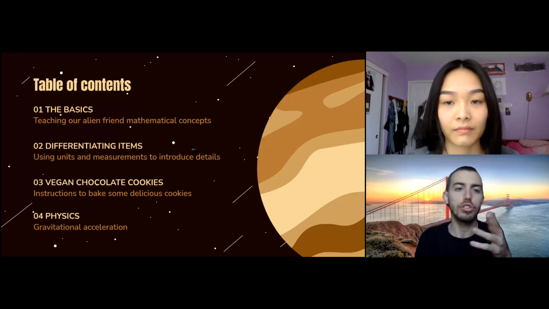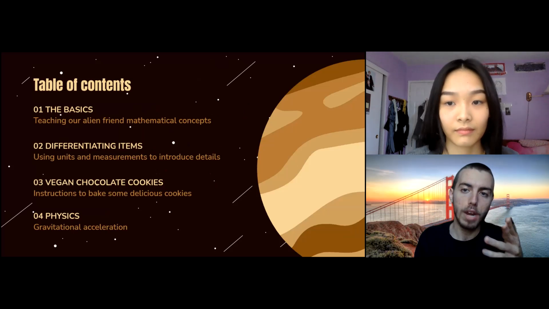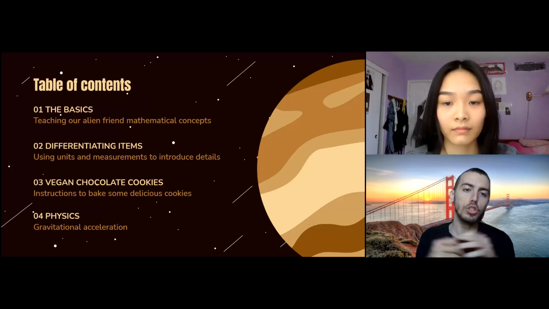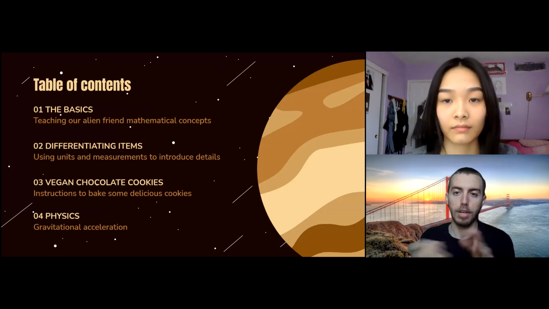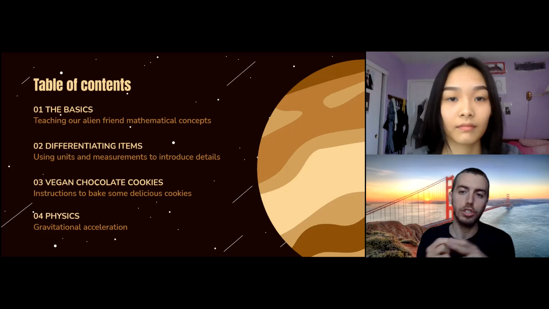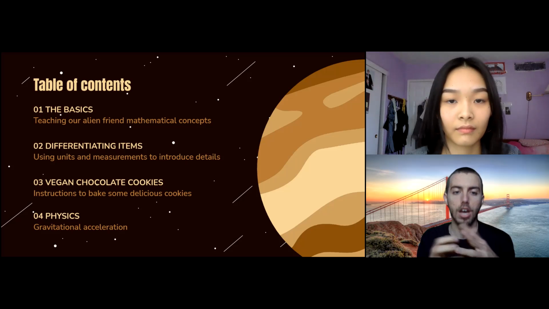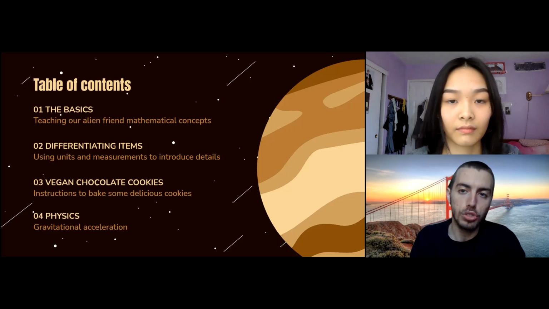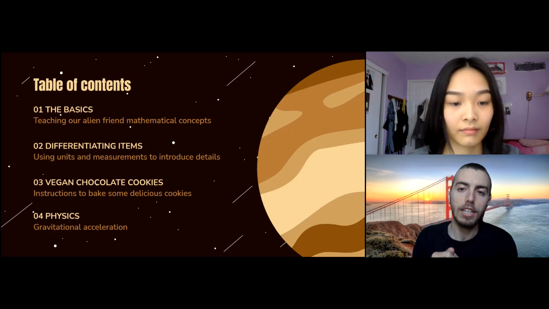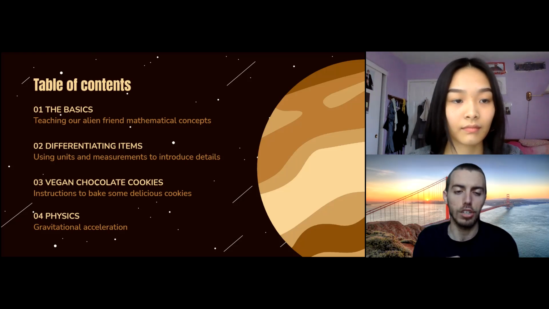So in order to do this, we iterate through a recipe that we can use to communicate with this Martian. First, we teach the Martian basic mathematical concepts such as number and addition. And then from there, we introduce the idea of units and objects. After we introduce objects, then we could teach them how to make a recipe. And then finally, we convey the basic idea of gravitational acceleration to this alien as an exotic topic.